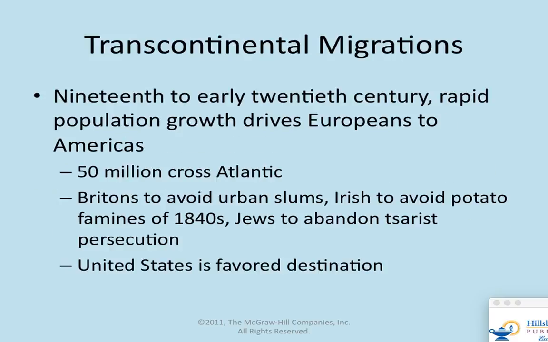So we have transcontinental migrations. People from Europe are going to be making huge moves to America. The reason is there's a lot more opportunity here. About 50 million are going to cross the Atlantic. All of us are immigrants of some sort, unless you're 100% Native American, which I don't think any of you are. With that being said, your great-great-grandparents that came here are pretty much coming during the industrial age.